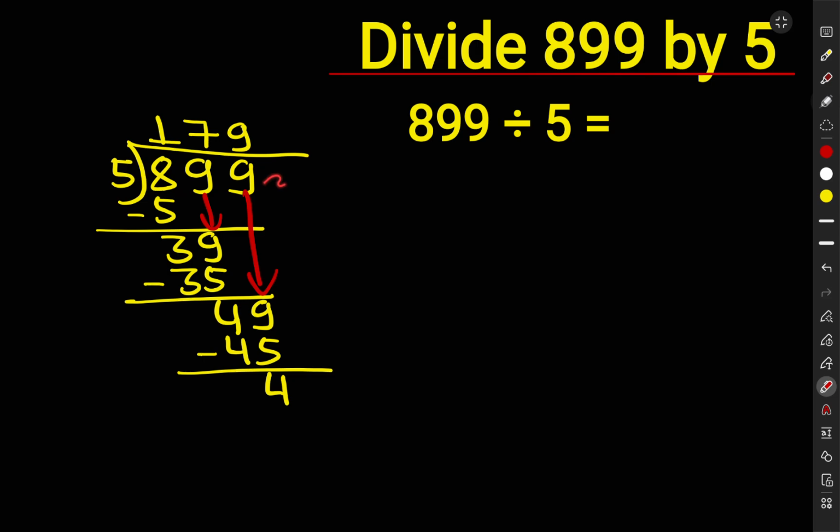So now we have no other number to put down. So we take here a decimal, so that we put 0. So it is 40 and 5 times 8 is 40. On subtracting we get 0. So 899 divided by 5 is 179 decimal 8.